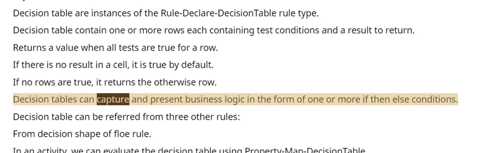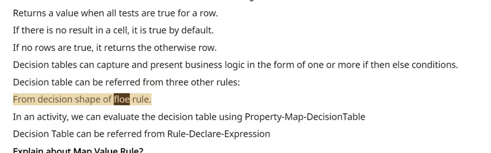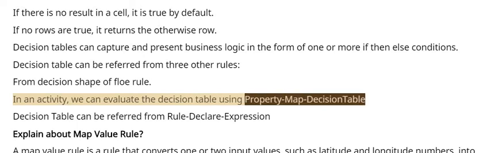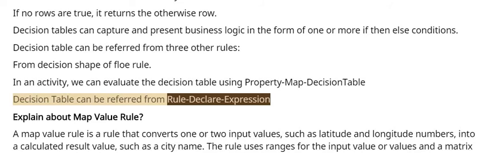Decision tables can capture and present business logic in the form of one or more if-then-else conditions. A decision table can be referred from three other rules. From the decision shape of a flow rule. In an activity, we can evaluate the decision table using the property map decision table. A decision table can also be referred from the rule declare expression.